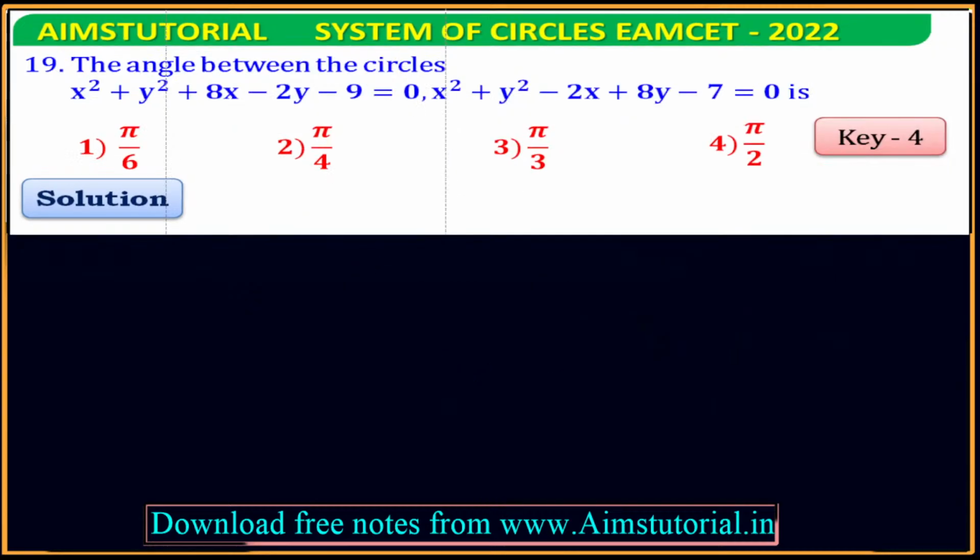Question number 19. The angle between the circles. I am giving you 2 minutes. This is homework for you. Angle between the circles, same, using the formula cos theta equals d square minus r1 square minus r2 square by 2 r1 r2. Come on, do it.